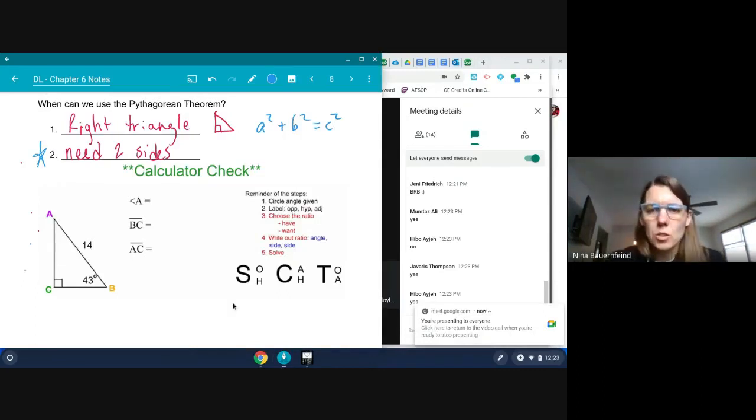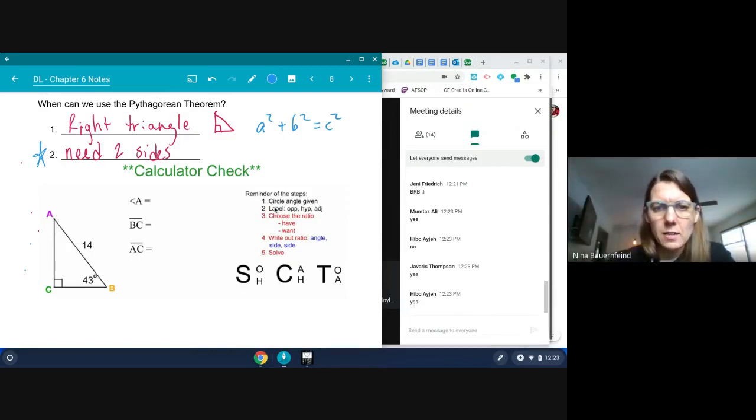Okay, so here's what we're going to do. There are 5 steps you can see here on the side. I'm going to go through and show you what each step looks like. With these, we're going to solve the triangle, which means find all the missing parts. So we're going to go through these steps first.